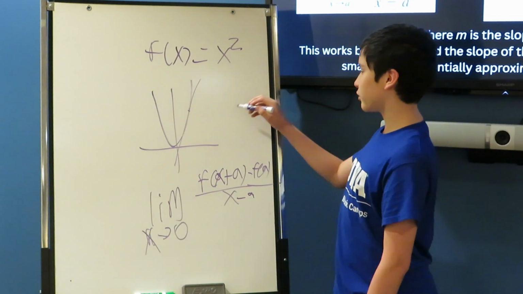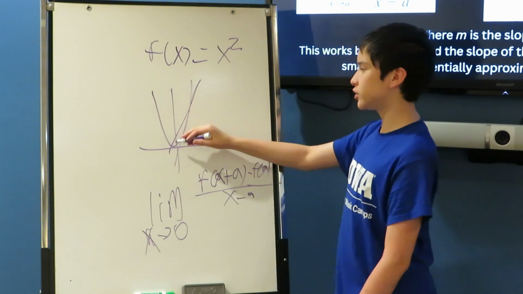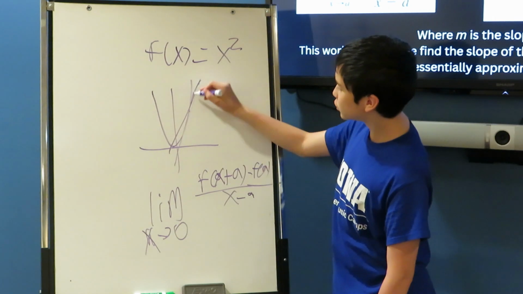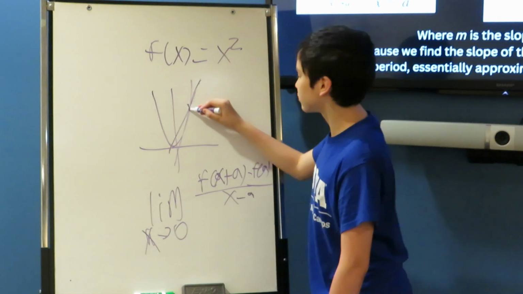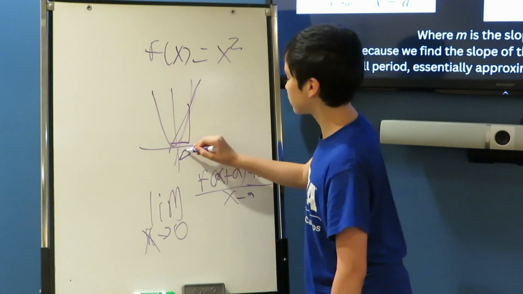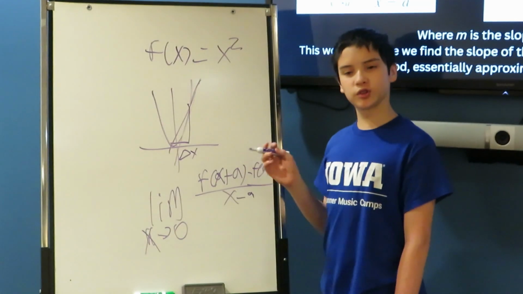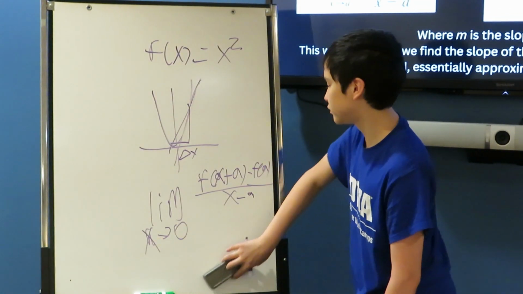Because if we have a secant line over here, and we slowly decrease the space between the two points, it starts to have an infinitesimally small delta x. And if delta x becomes 0, then we essentially have a tangent line. So this is how derivatives use limits.